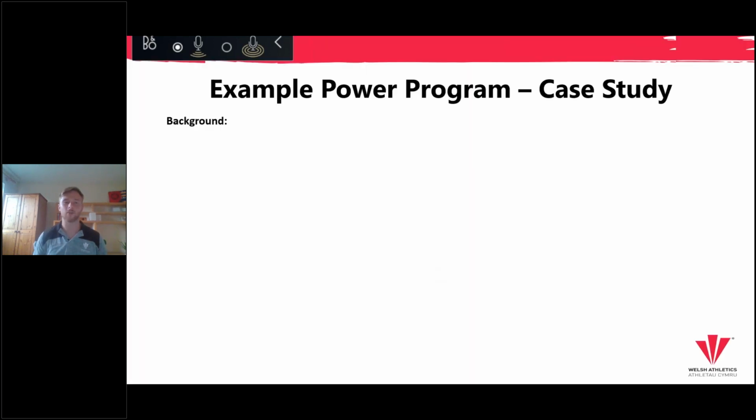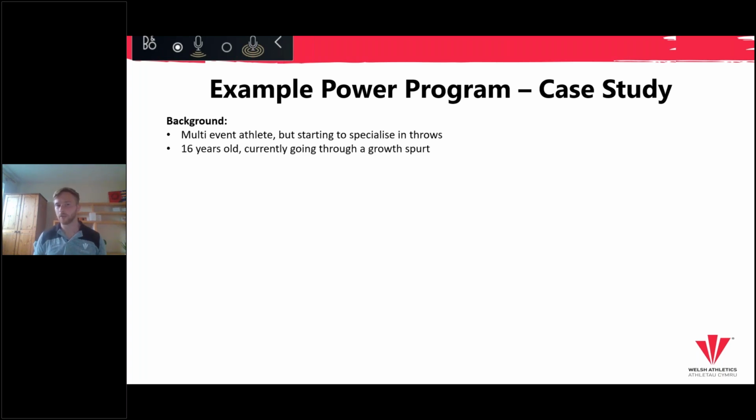Now, just to put it together in a bit of an example program. So again, the same case study athlete, a multi-event athlete, starting to specialize in the throws. 16 years old, currently going through a growth spurt. So now my observation skills, I'm trying to think, okay, going through a growth spurt, maybe implications for injury, like if their bones are suddenly getting a lot longer than their width, that might have implications for how they start to move. They're playing team sports outside of athletics. So again, it adds more data to the picture.